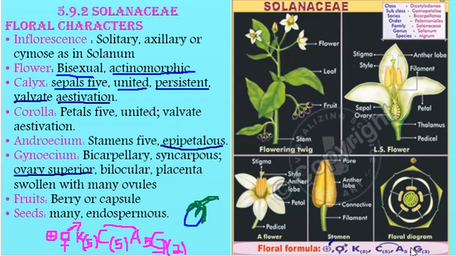Okay, so look at this: actinomorphic, bisexual, calyx, there are 5 sepals, gamosepalous condition, corolla, there are 5 petals, gamopetalous condition, the stamens 5 and they are attached to petals, gynoecium, bicarpellary, that is number 2 I have written here, and they are syncarpous and it is superior ovary. So these are the floral characters of the plants which belong to family Solanaceae. In your textbook they have mentioned one example, that is called Solanum nigrum.